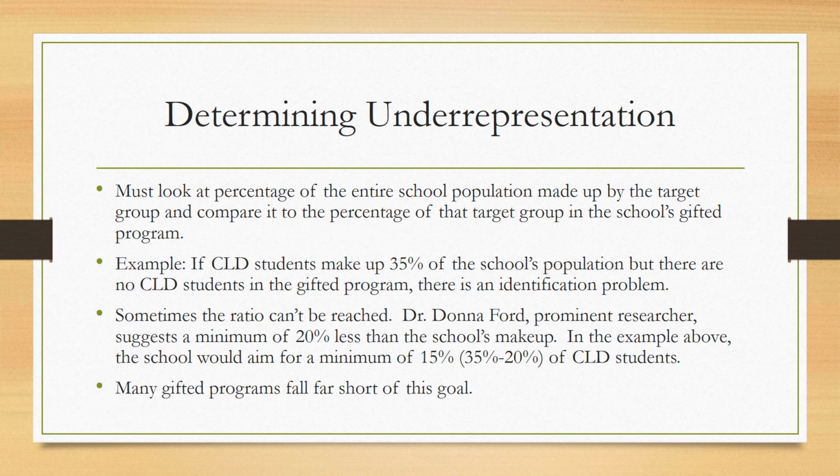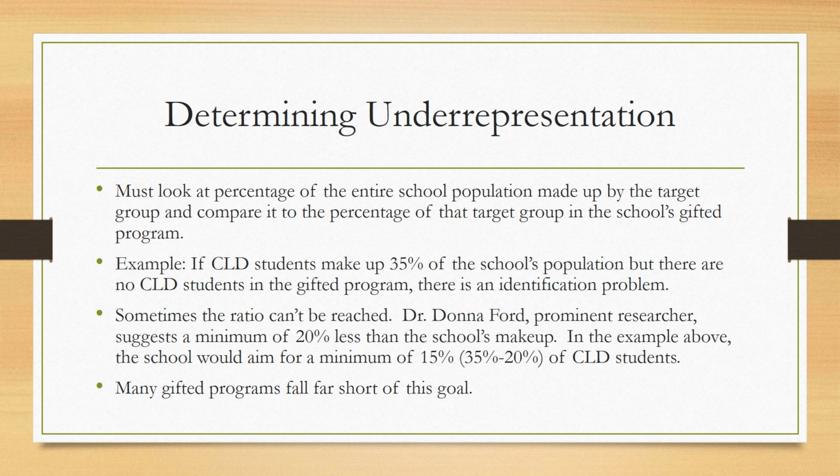How do you go about determining if your school's gifted program has an underrepresentation problem? Well, first you must look at the percentage of the entire school population made up by the target group and compare it to the percentage of that target group in the school's gifted program. For example, if CLD students make up 35% of the school's total population, but there are no CLD students in the gifted program, there is an identification problem, and we'll get into the reasons why.